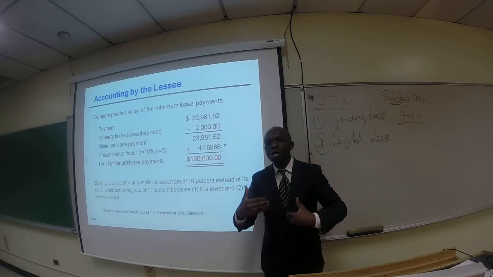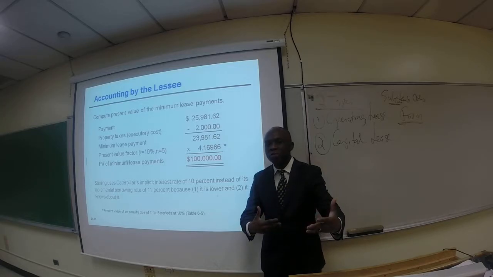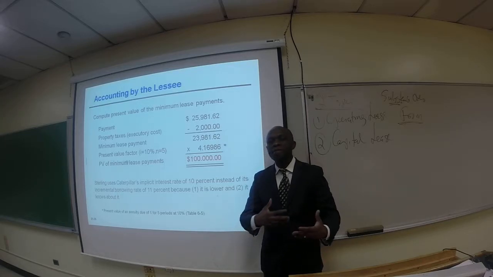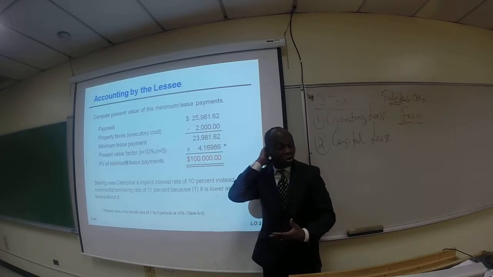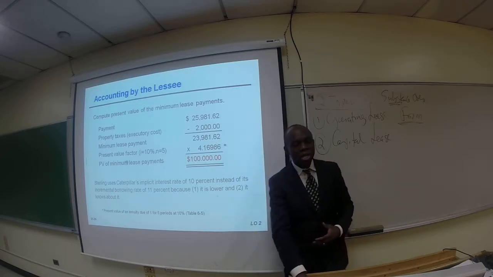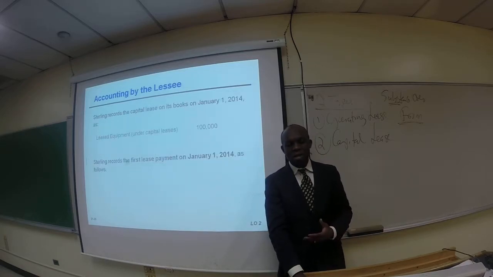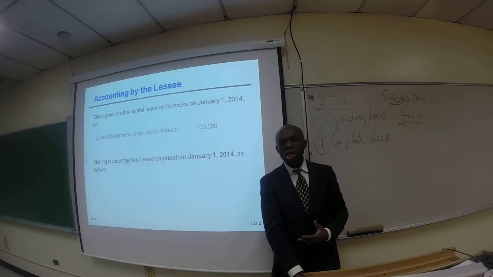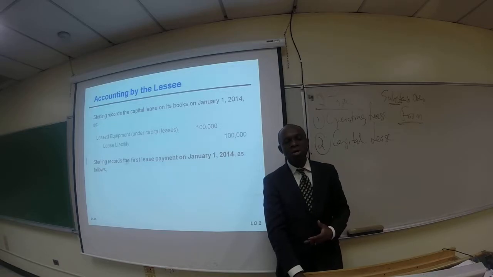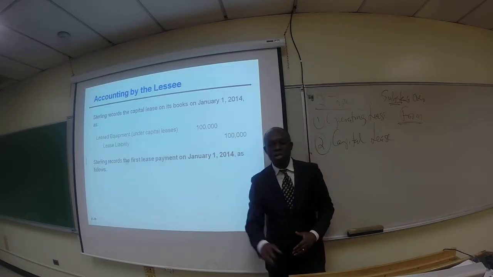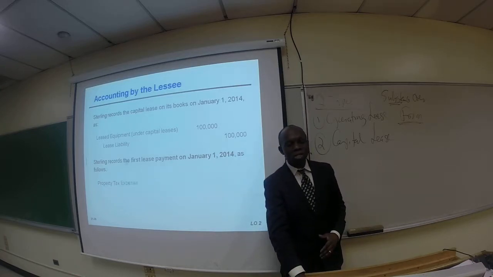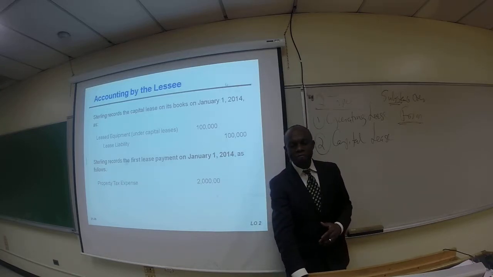So like we said, we record the asset and the related liability based on the present value of the minimum lease payment, in this case $100,000, or the fair market value of the property, whichever is lower. In this case, the fair market value and the present value of the minimum lease payment are the same. So we are going to debit lease equipment for $100,000 and credit a lease liability for $100,000. That is on January 1st.